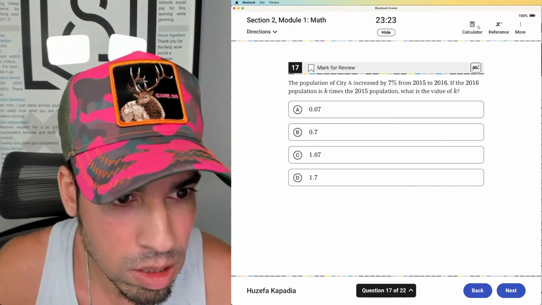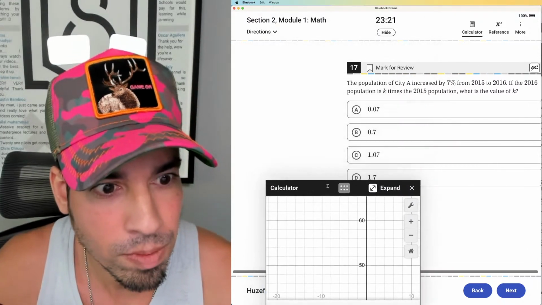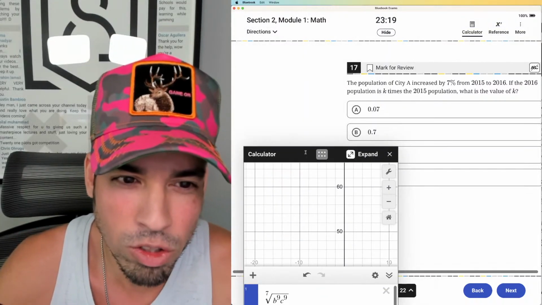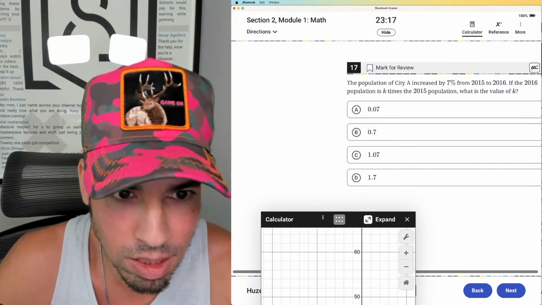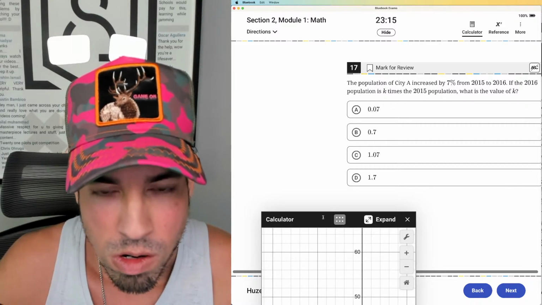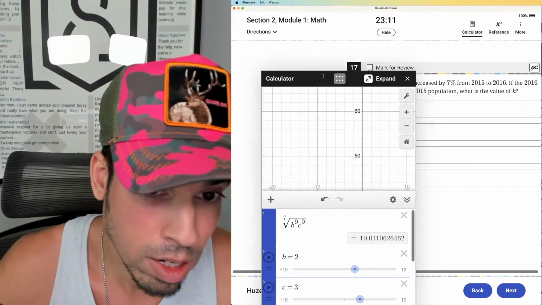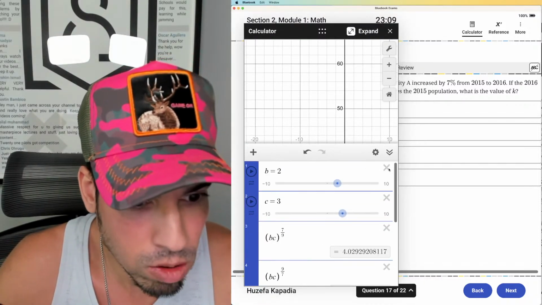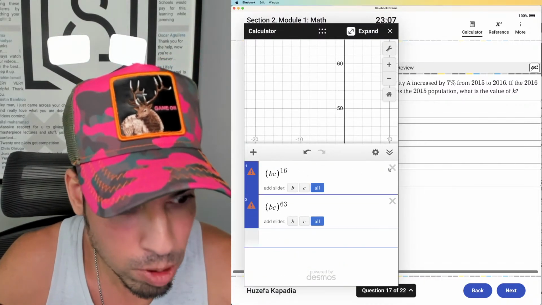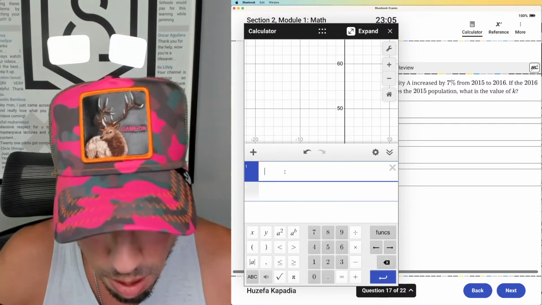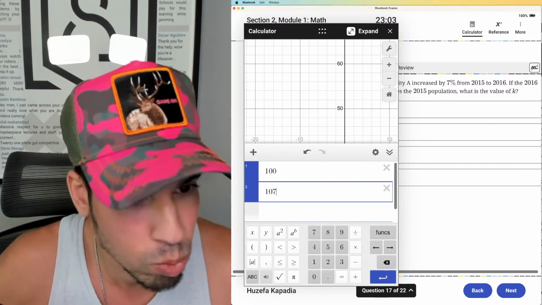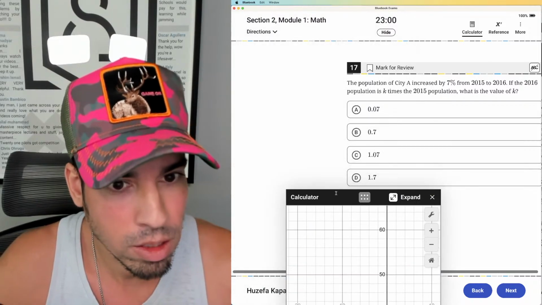Wait, you can kind of do this in Desmos. All right, so you kind of have to understand what a percentage increase is. Okay, here's how you could do it, I suppose. If the original population is 100, the new population should be 107, all right? So let's take that estimate.